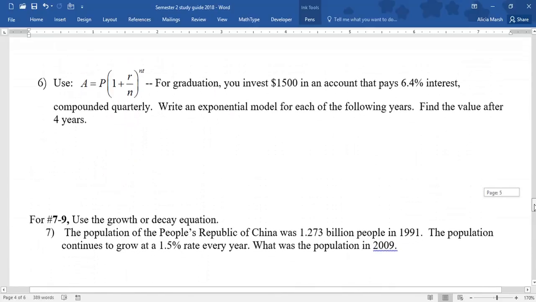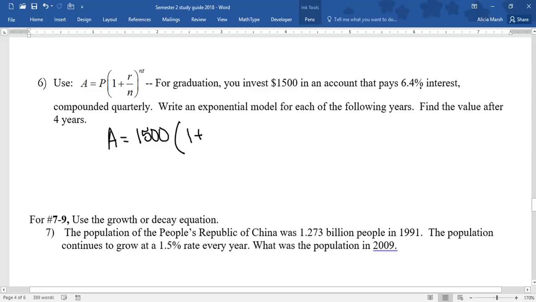Okay, then we did some story problems. I will give you this formula. So for graduation, you invest $1,500 in an account that pays 6.4% interest, compounded quarterly. I need to write the model and get myself for 4 years. So I'm going to go A equals, my P is 1,500. That's my principal, the amount you're starting at. I'm going to go 1 plus my rate, which is 6.4%.